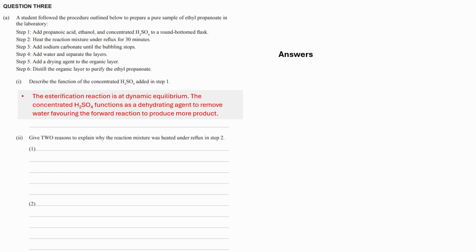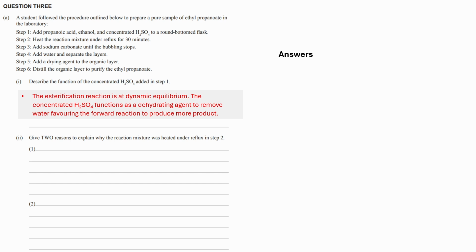The next thing is give 2 reasons to explain why the reaction mixture was heated under reflux. Now remember, reflux is you have a round bottom flask, and sitting on top of that flask is a Liebig condenser. So it's the long piece of glass tubing that you sit into your flask, which has cold water going around it, and that just does one thing: it condenses the gas that's trying to escape from your mixture.